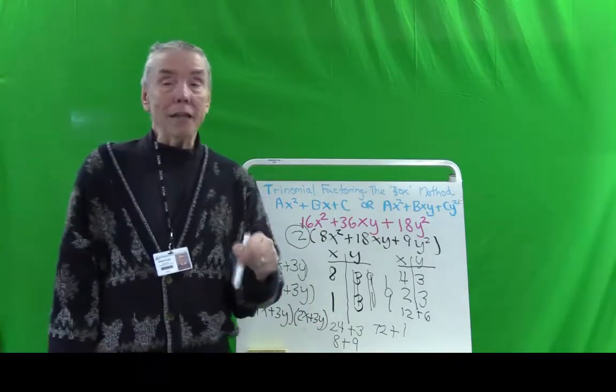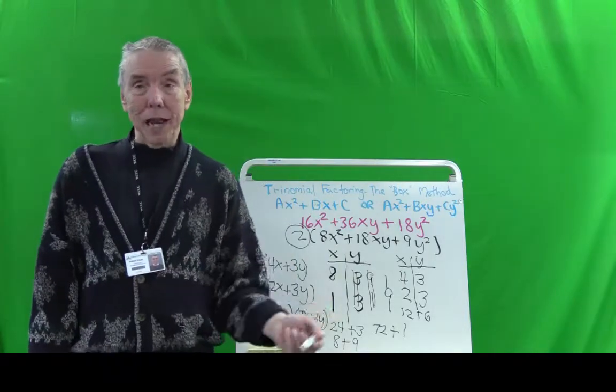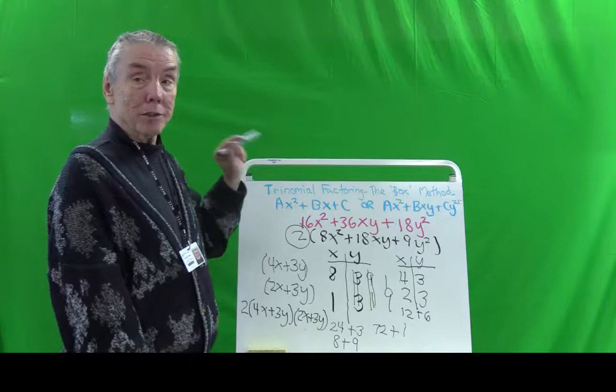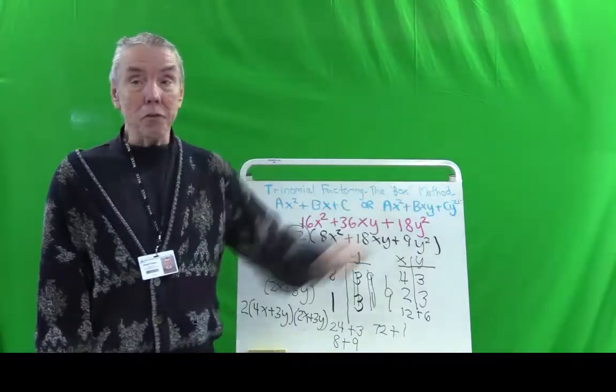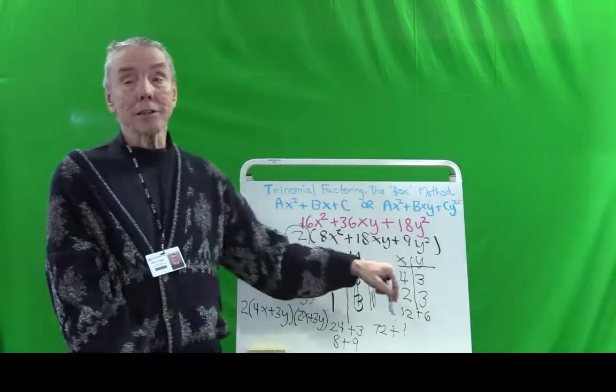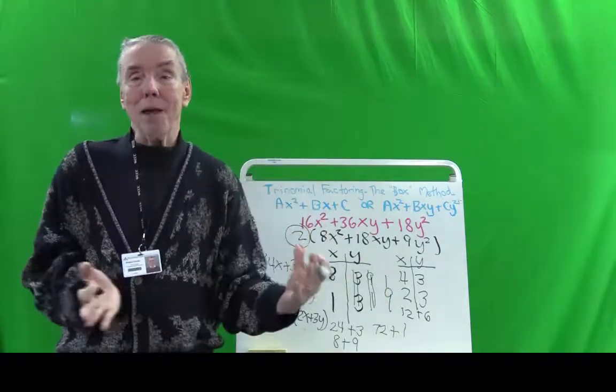Now, if you read the lecture notes for this section, I have multiple more examples of the two types of trinomials, one variable and two variables, and you'll see how those work with the box. But I wanted to show you by video how the box method works.